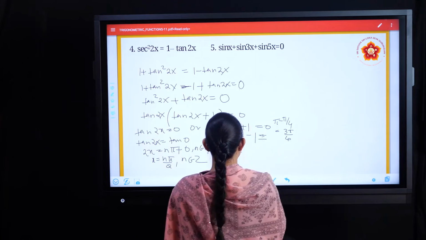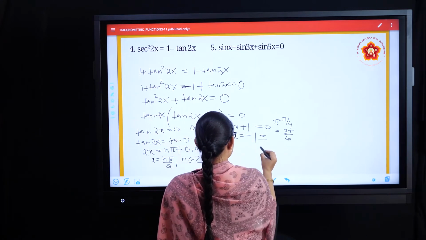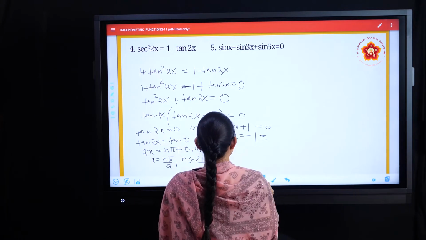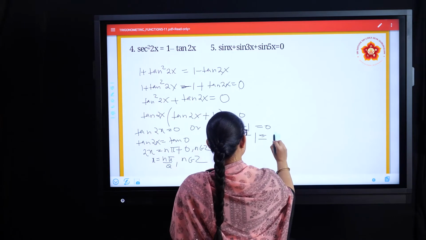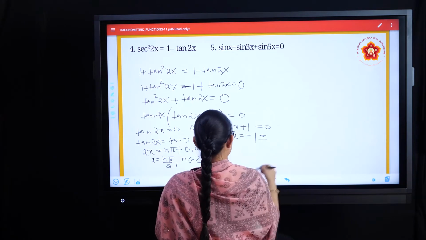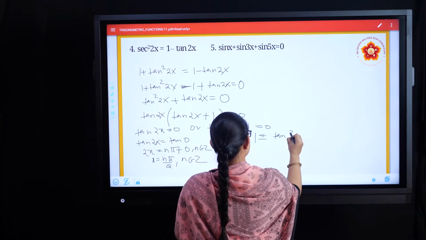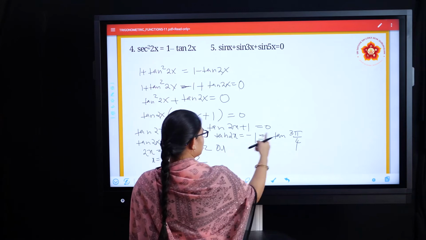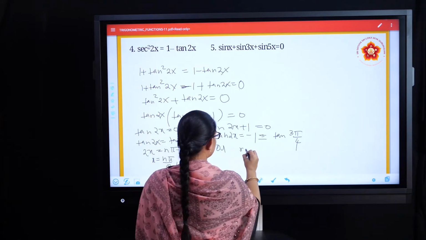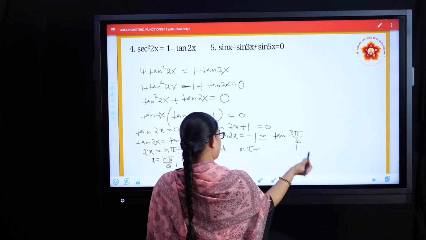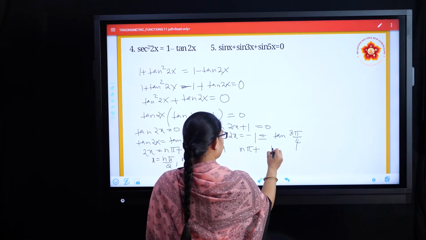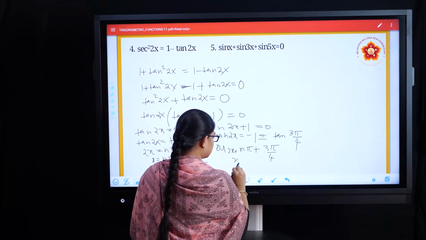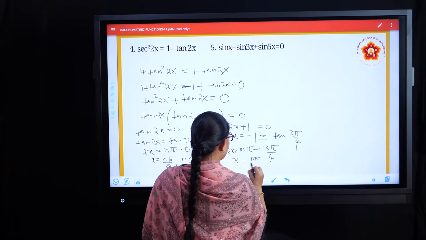So which is nothing but 3 pi by 4. So we can write that as tan 2x is equal to tan 3 pi by 4. Now tan 2x is equal to tan 3 pi by 4. So we can use that formula n pi plus y. Y is 3 pi by 4. But here the angle is 2x, but we need x.